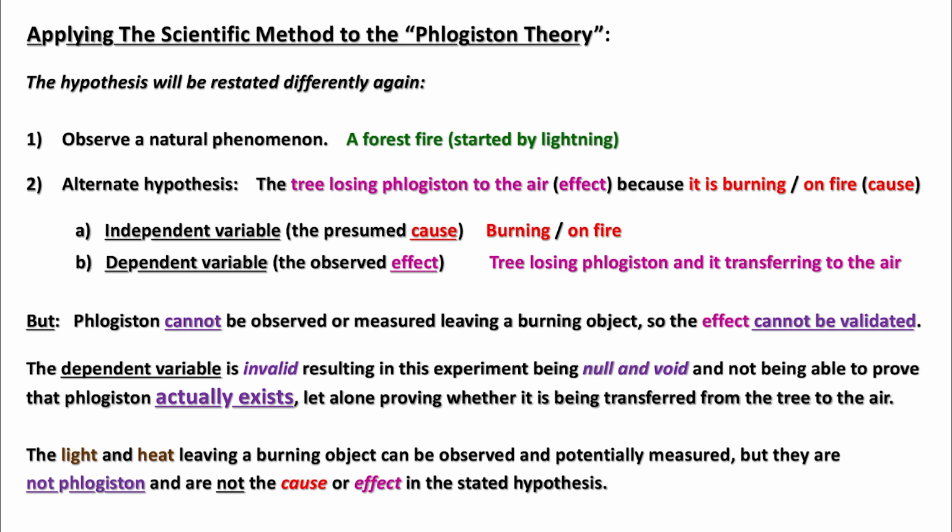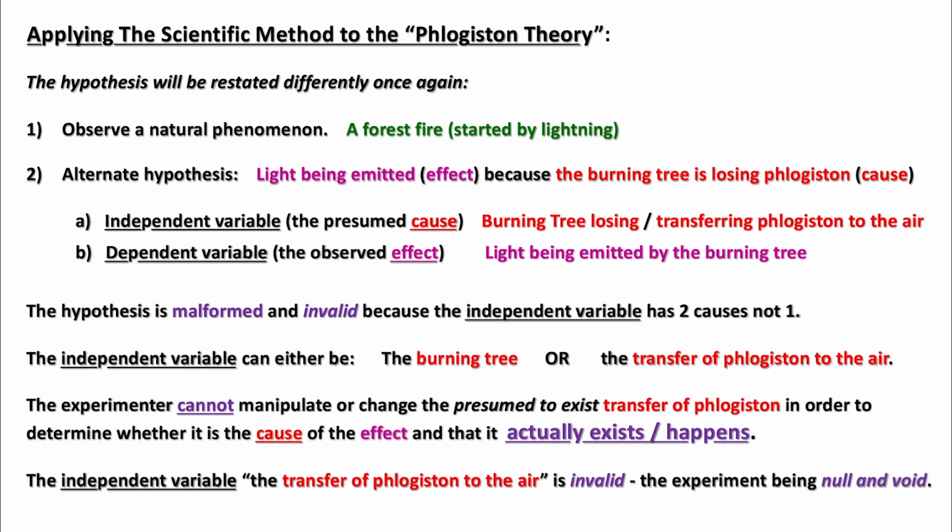The independent variable is invalid, resulting in this experiment being null and void and not being able to prove that phlogiston actually exists, let alone proving whether it is being transferred from the tree to the air. The light and heat leaving a burning object can be observed and potentially measured, but they are not phlogiston and are not the cause or effect in the stated hypothesis.